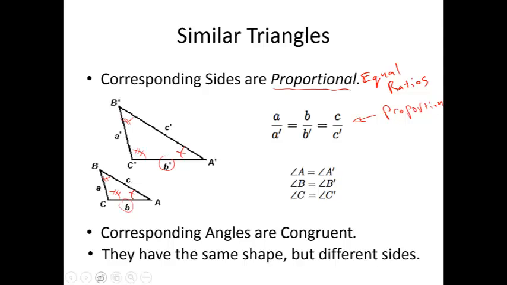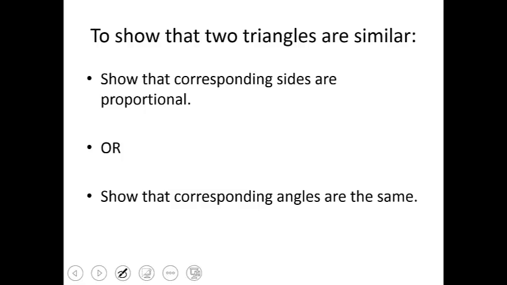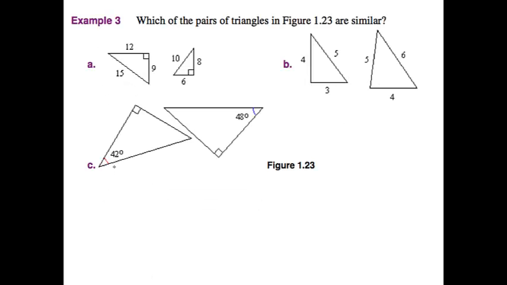Okay? So when we apply this to determining whether or not two triangles are similar, we can either show that corresponding sides are proportional or show that corresponding angles are the same. So either one of these will tell us whether or not two triangles are similar. So let's see. Here I have a set of triangles, and we're asked which pairs of triangles are similar.